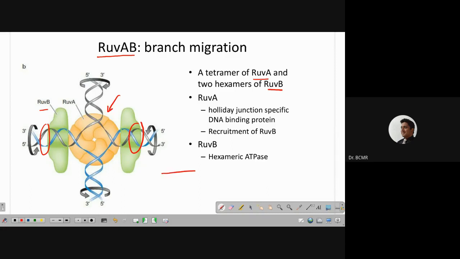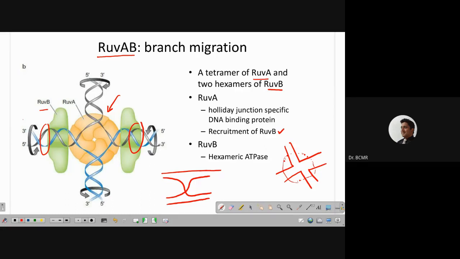I hope you remember that we have drawn the Holliday junction something like this, right? But if you rearrange it, you can also put it this way. I hope you have seen the video, and that is good for our understanding. So when you find a complex DNA structure like this, that is the Holliday junction, and that is recognized by RuvA, and then it recruits RuvB. RuvB is the motor machine. You can think of it that way.